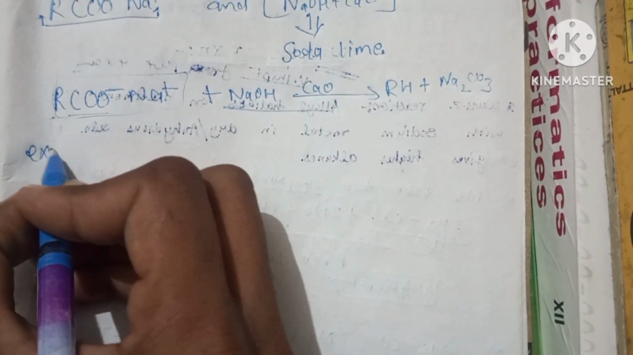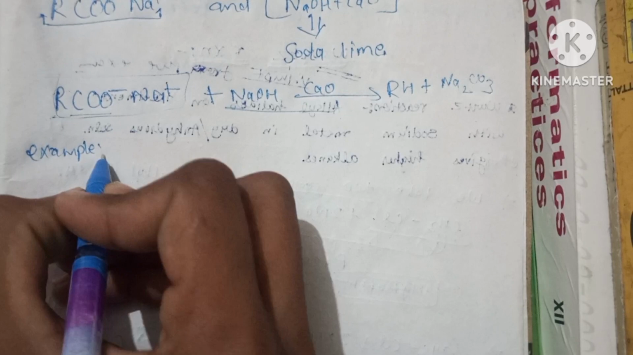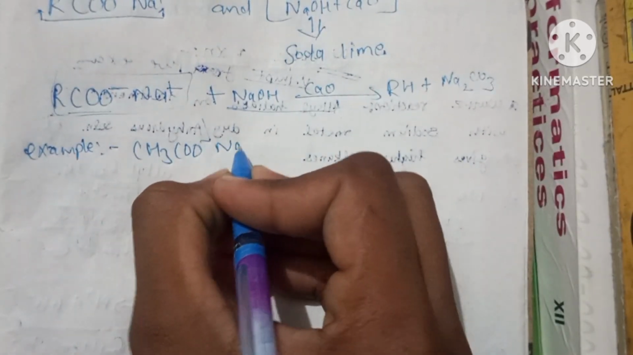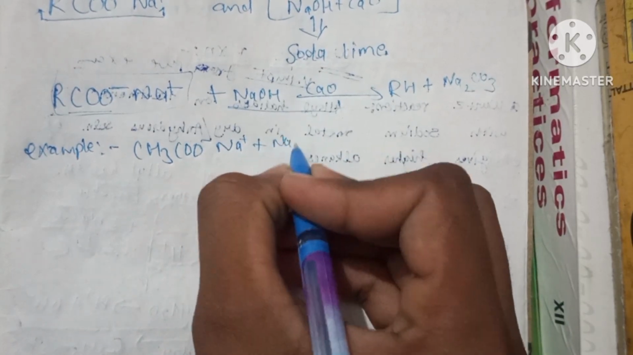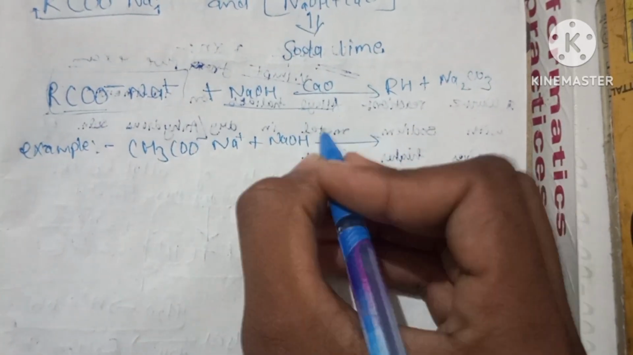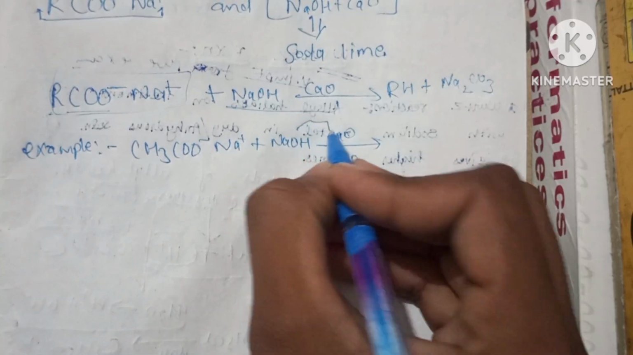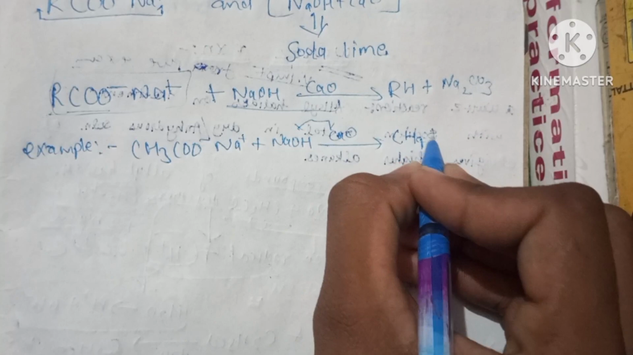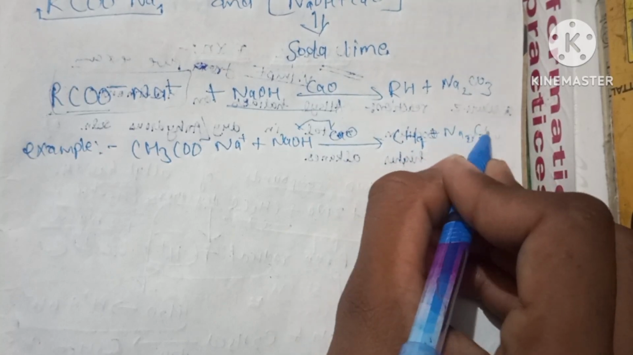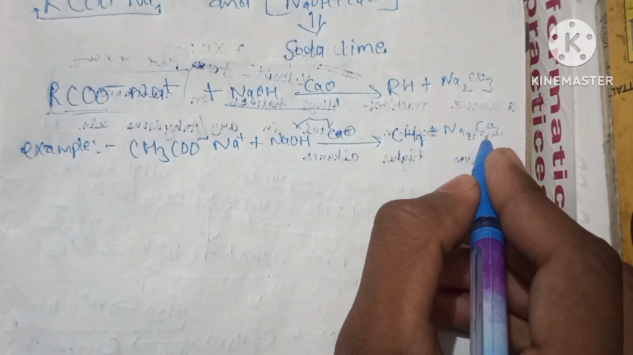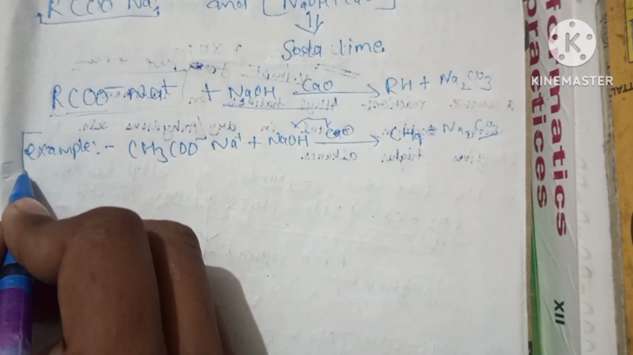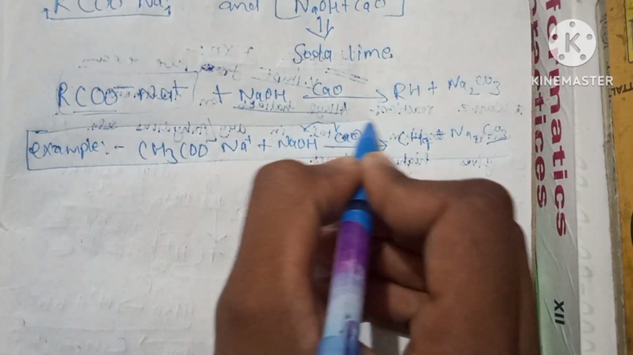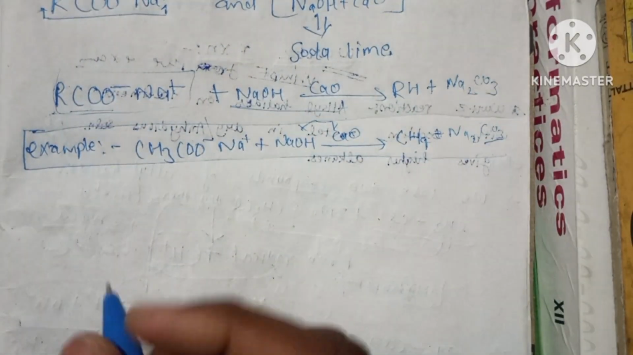Now take an example like CH3COONa plus NaOH, this whole is soda lime. So this will give CH4 plus Na2CO3. Here the alkane is formed by the process of decarboxylation.